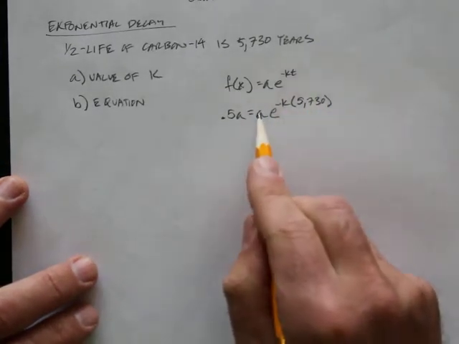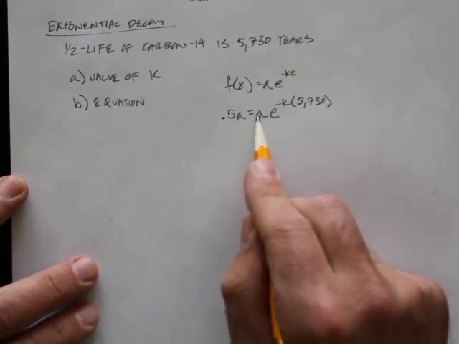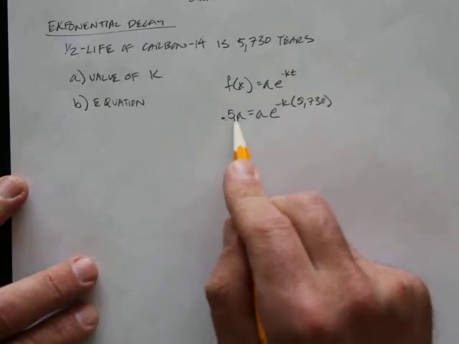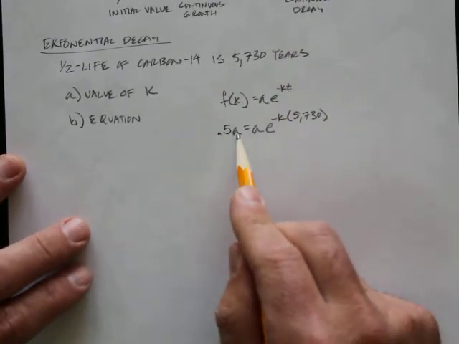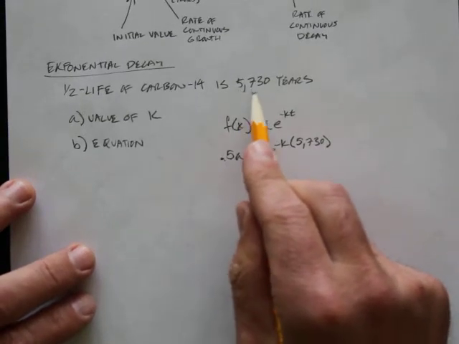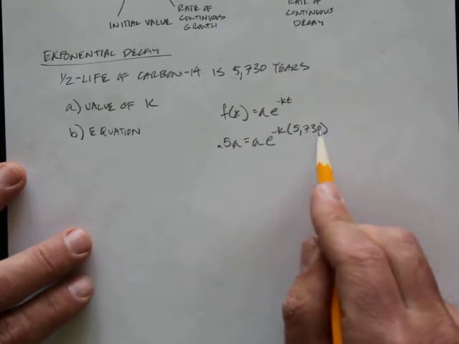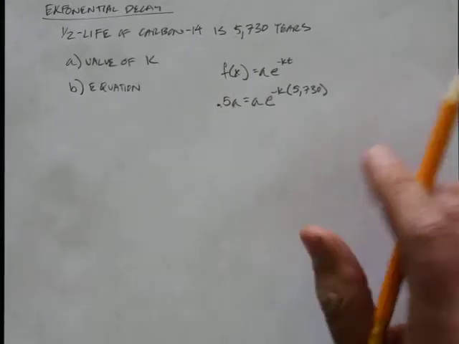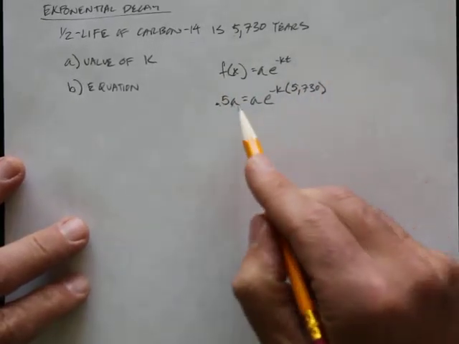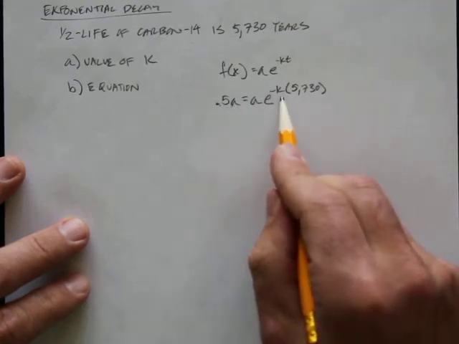So that means that if A is the initial amount, which is the full amount of carbon 14, then we multiply that by 0.5. So we have half the original left after 5,730 years. So that's why we set this up. That's probably the hardest part of this whole example, just figuring out how to get this first part set up. And so now we just need to solve for k.